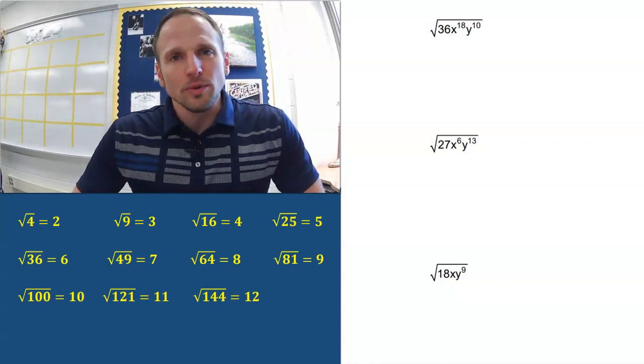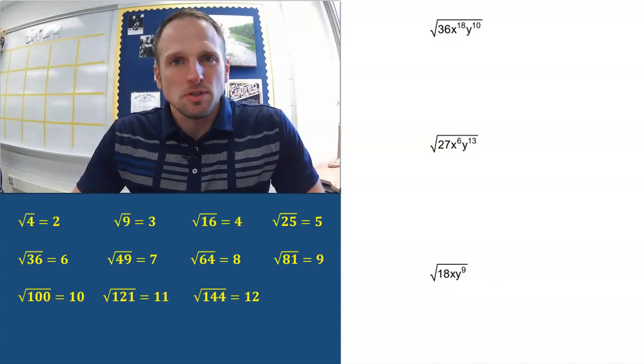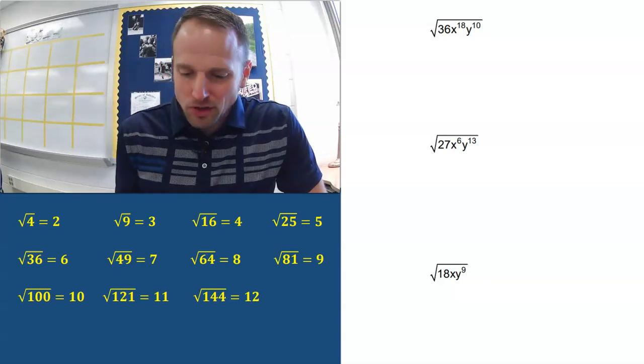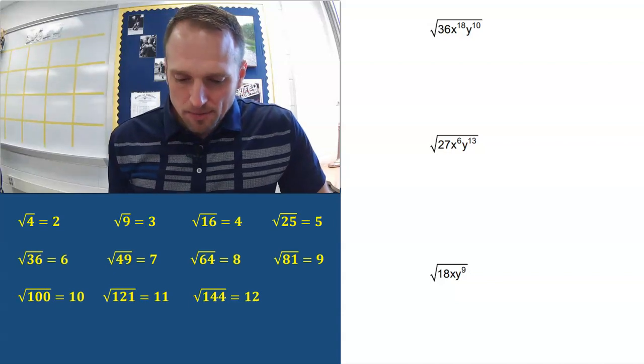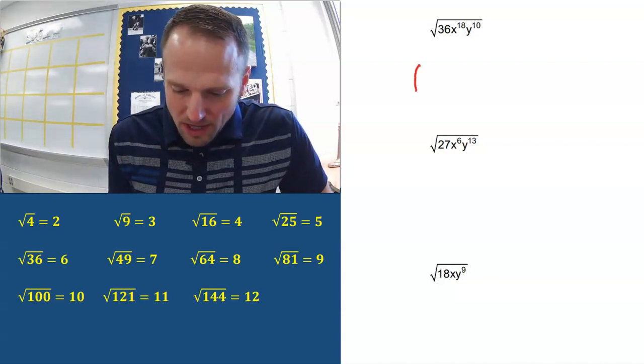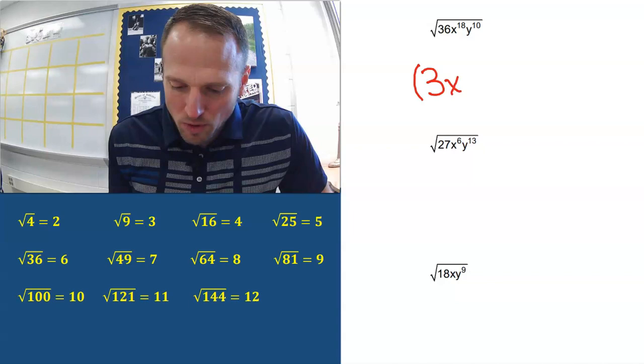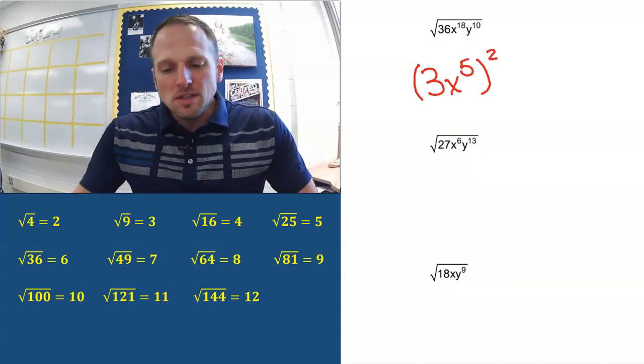Let's continue to simplify rational expressions, I'm sorry, rational exponents. Let's go back to Algebra 1 for just a second with our previous work with exponents, and let's talk about how we would do this: 3x to the fifth, squared.